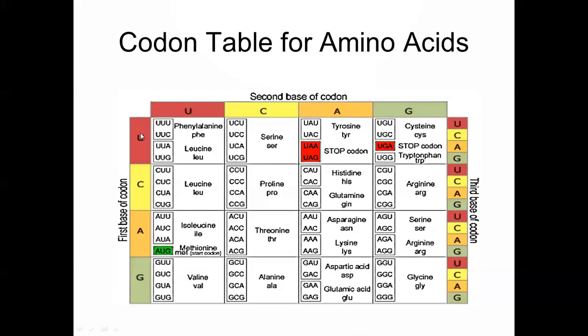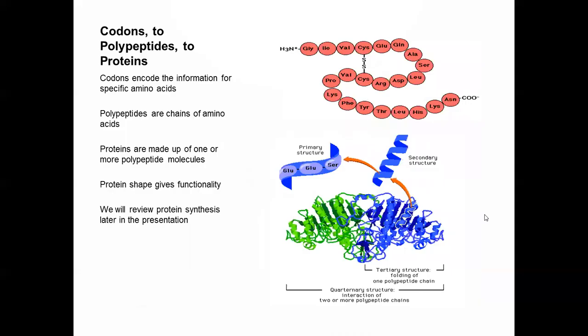So this is the first base of the codon, the second base, and the third base of the codon, and how these things would be arranged. And this shows the process of having codons, and the codon representation would give us polypeptides.